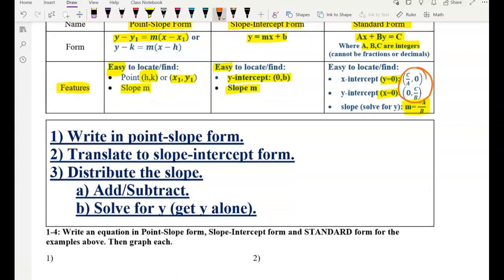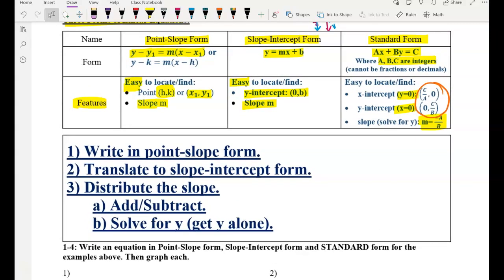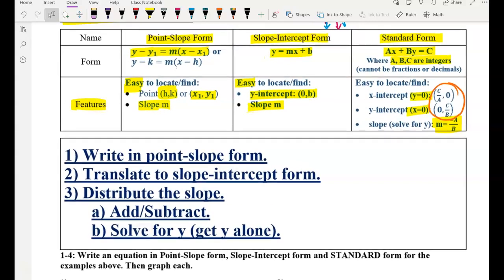Okay. Now, you have a few lines in your notes to write this down, so please just hit pause and write all of these down so that way you don't have to rush. Now, first, we want to write your equation in point slope form. Remember, we could use the x1 and y1 or h or k. Translate to the slope-intercept form, which is this little guy over here. That means we want to distribute the slope, add or subtract, and then solve for y, aka get y by itself. Again, just hit pause to copy it down before moving on to the next set of examples, okay?